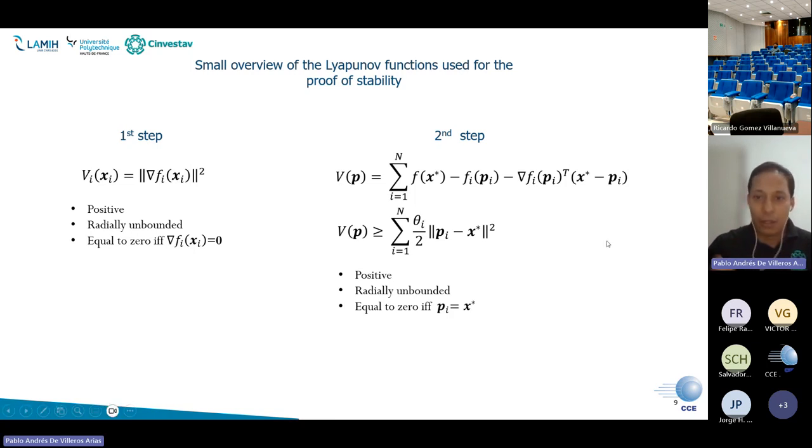It's not the typical Lyapunov function, but if you remember, we saw earlier an expression for strongly convex functions, so this is pretty similar. And we can guarantee that this is a suitable Lyapunov function because it is positive, it is radially unbounded, and it's equal to 0 if and only if the displacement of every agent is equal to the global minimum.